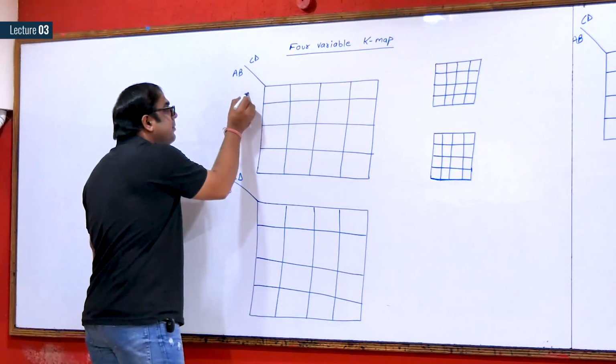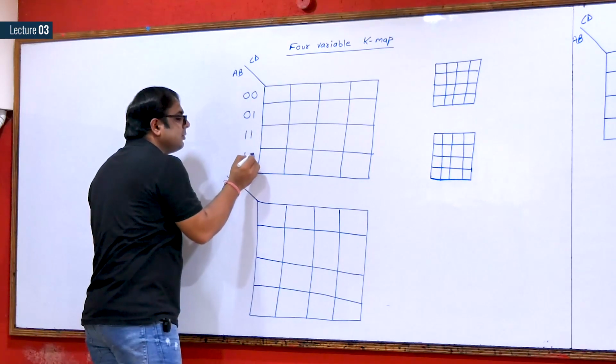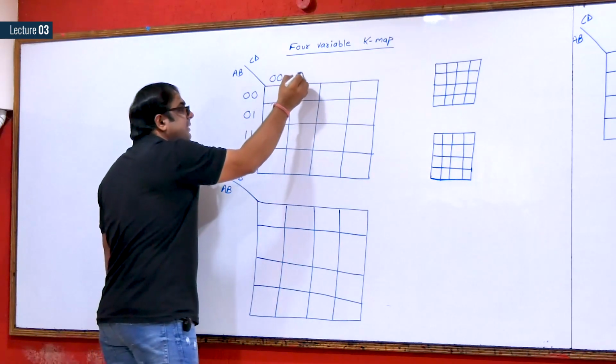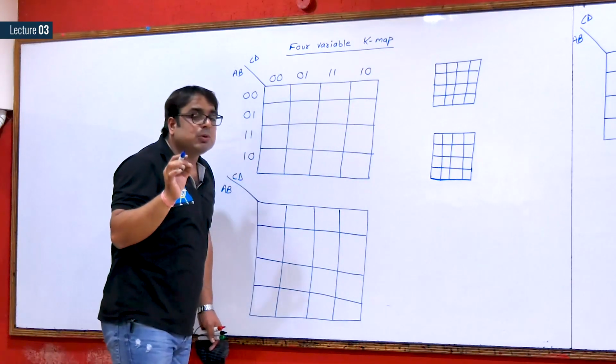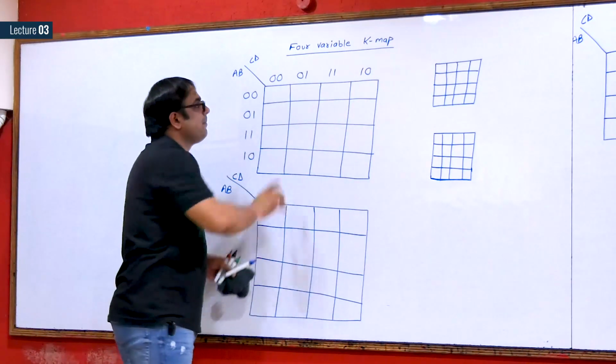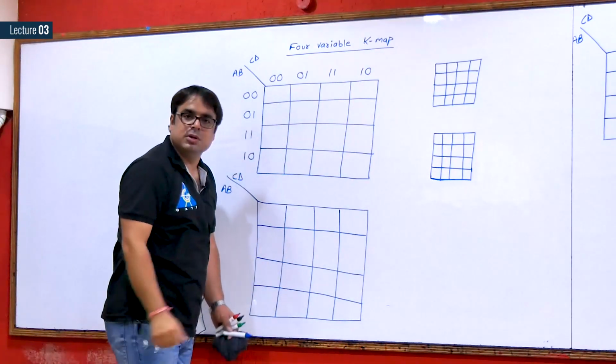So this will become 0 0, 0 1, 1 1, 1 0 on one side, and 0 0, 0 1, 1 1, 1 0 on the other side. 2-bit gray code on each side.